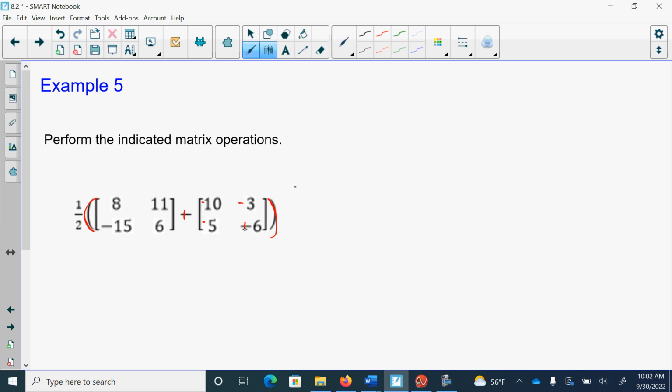I can add these two first. Well, according to the way it's written, it wants me to add these two first, then multiply by 1/2. The other alternative, which I would honestly never ever do, would be to distribute the 1/2 to all 8 things and then add. I don't know why anyone would do that, but that is an option.